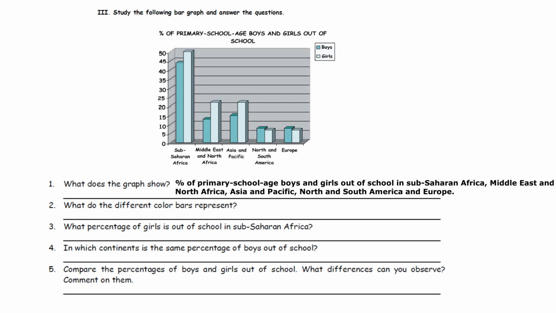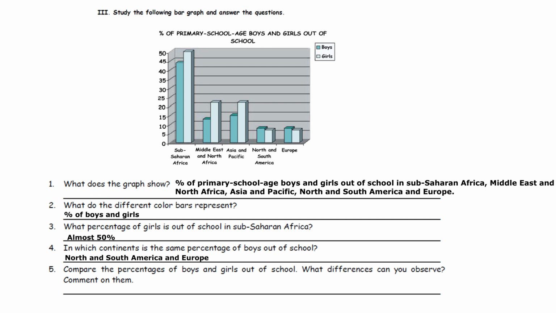The second question. What do the different color bars represent? As you can see, we have two colors, and these colors represent the percentage of boys and girls. The third one. What percentage of girls is out of school in Sub-Saharan Africa? When we look at the bar graph, we see that it is almost 50%. The fourth one. In which continents is the same percentage of boys out of school? Looking at the bar graph, we see that it is the same in North and South America and Europe, just over 5%.